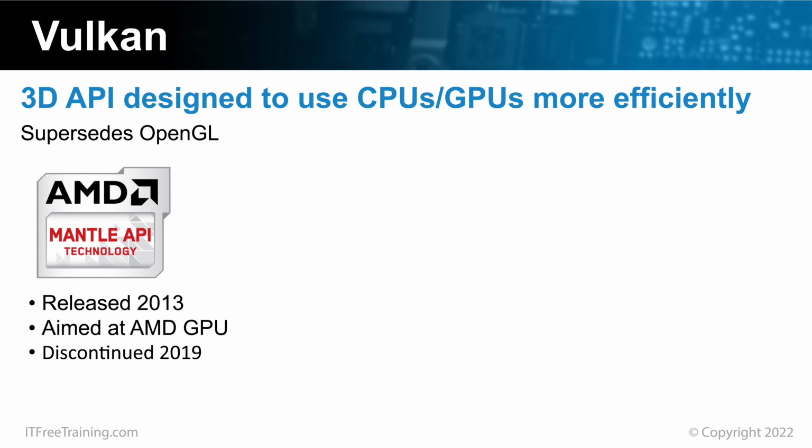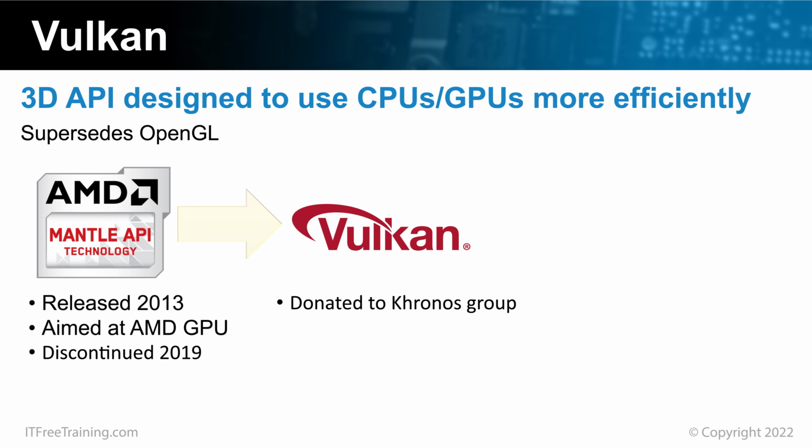The Mantle project was donated to the Khronos Group. The Khronos Group is an American non-profit-funded consortium focused on the creation of an open standard for graphics APIs. The Khronos Group was responsible for the development of OpenGL. The Khronos Group combined Mantle and OpenGL to develop Vulkan, which was released in 2016.